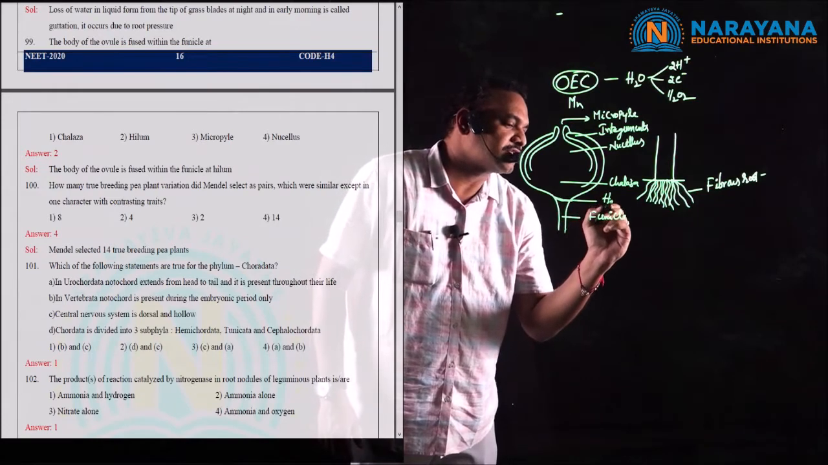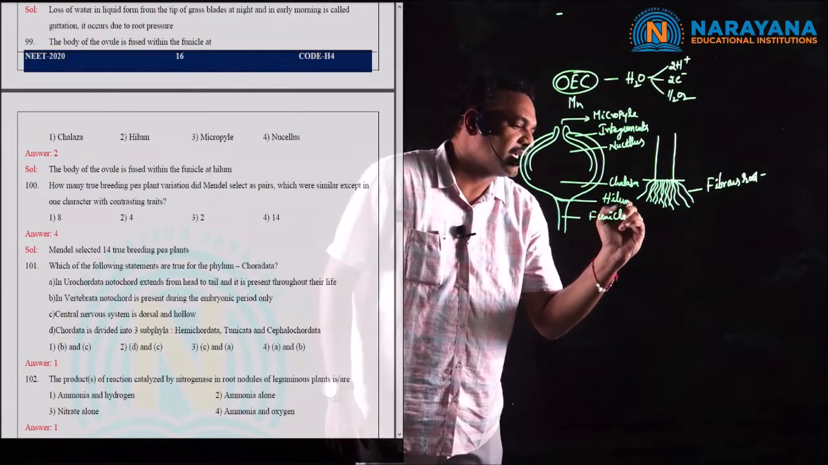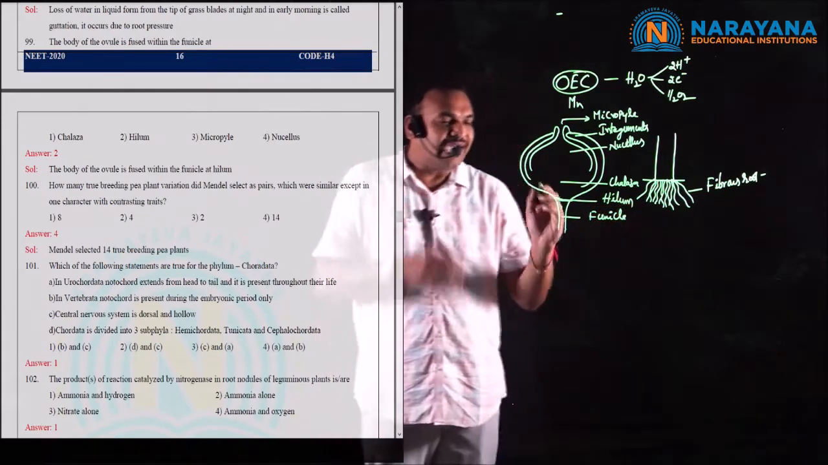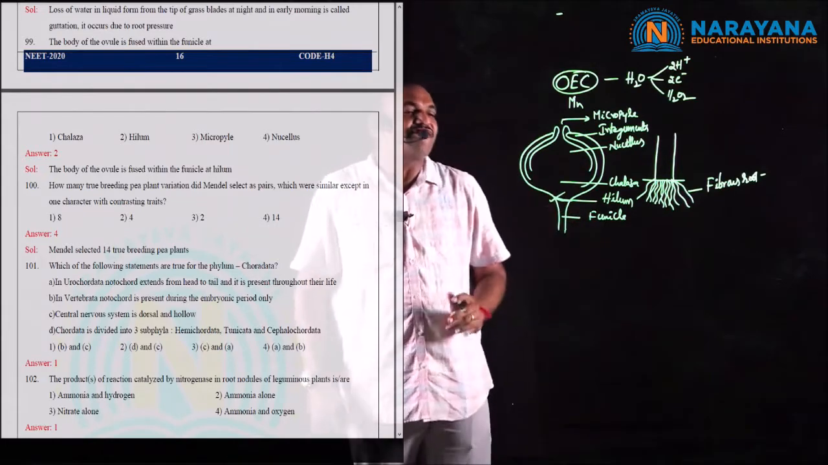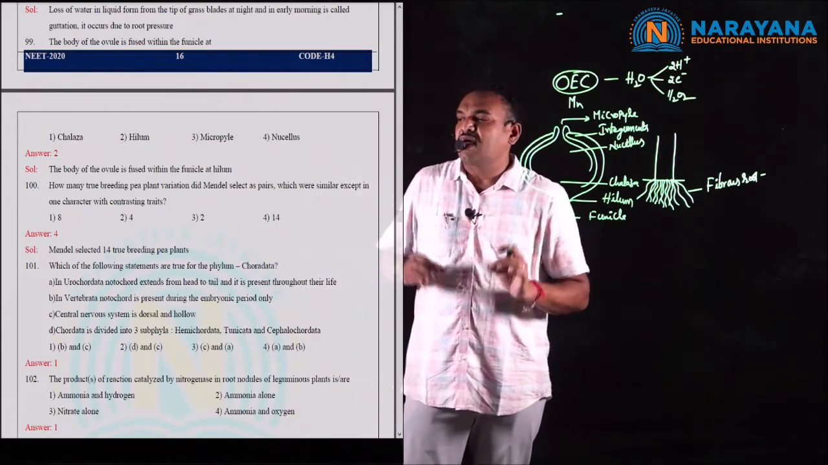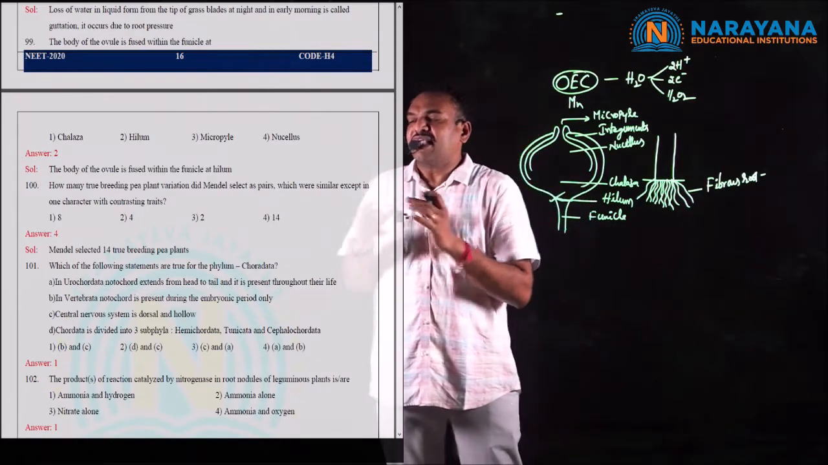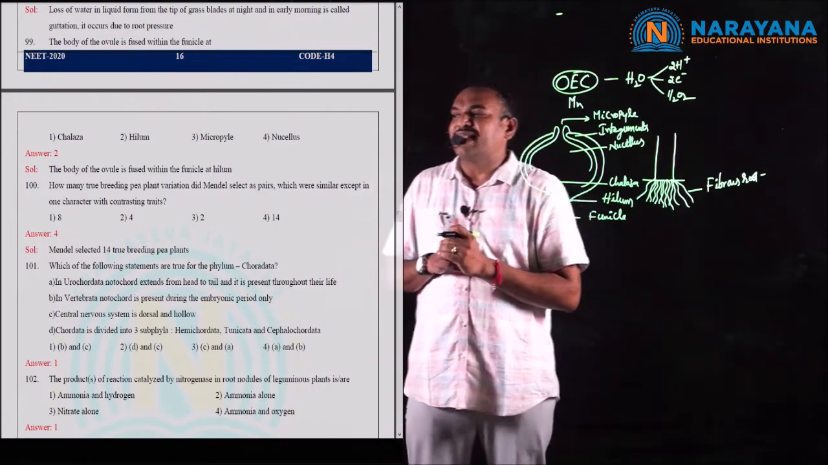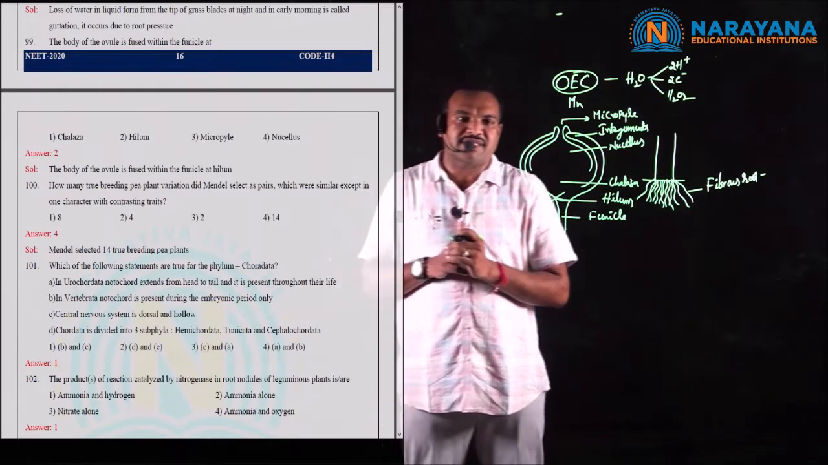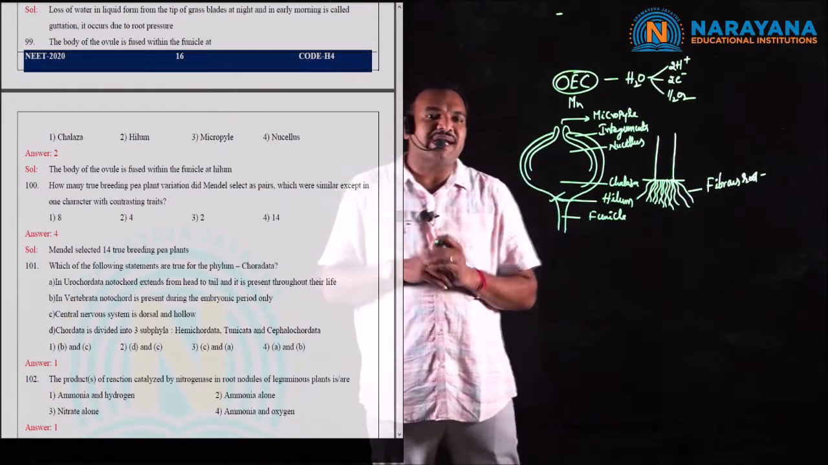That place is called as hilum. So hilum is the place of contact of funicle on ovule body. That means the right option for given question 99 is second option. And next one is question number 100.